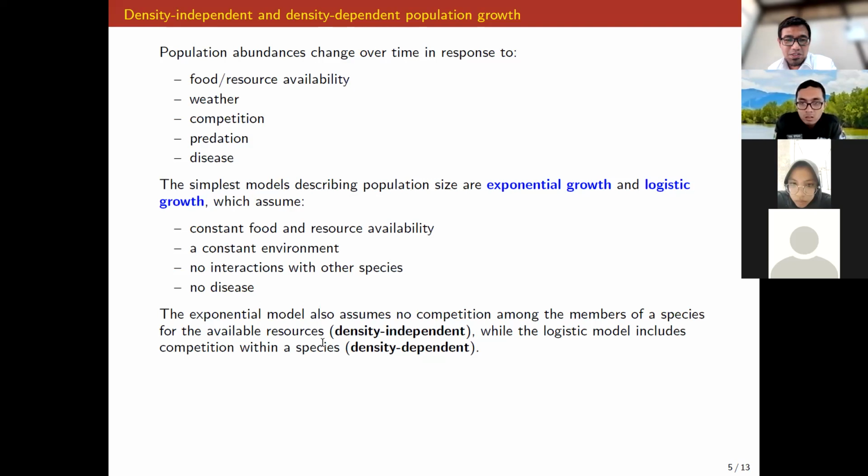This is the difference. The exponential model assumes no competition. However, the logistic model includes competition. So no competition means density independent. It does not depend on the density, on the number of the population of a species, while the logistic depends on the density.